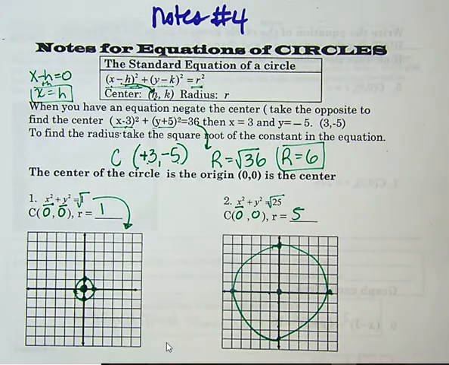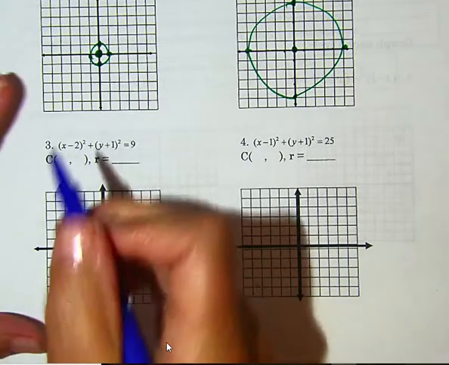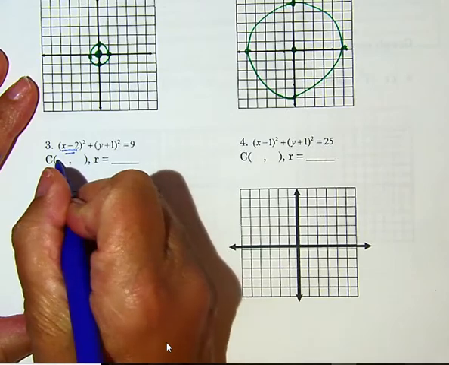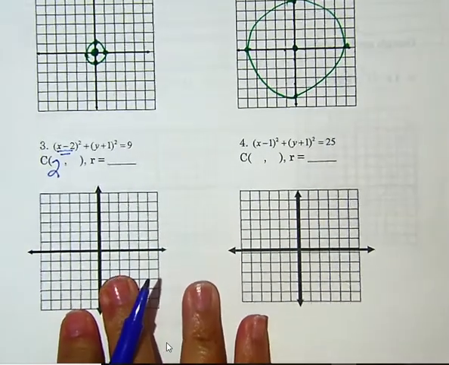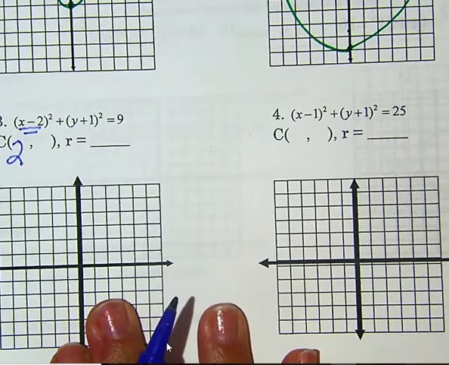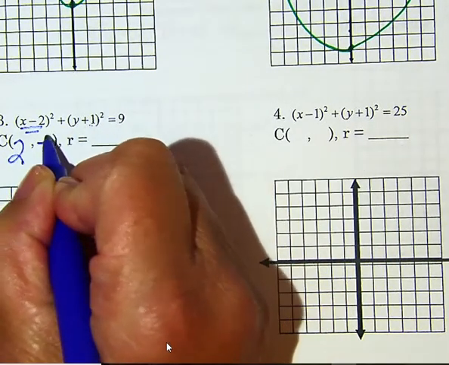All I did was find my center, find my radius, and then graph. All right, this one is a little bit different because my center is not 0, 0. They are not hard. Don't make them hard. Remember, anything in parentheses, when I pull it out, it changes the sign. So this is a minus 2, so it becomes a plus 2, positive. This is a plus 1, so it becomes a negative 1.